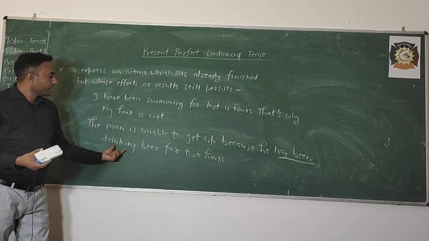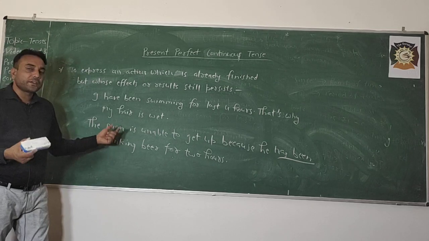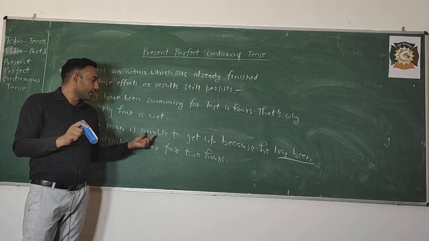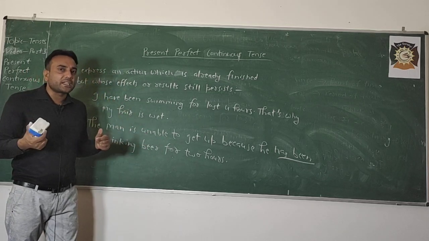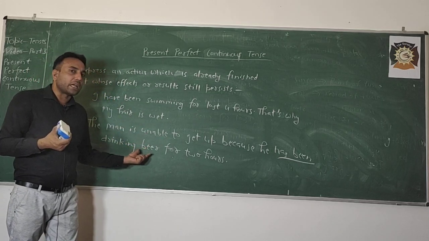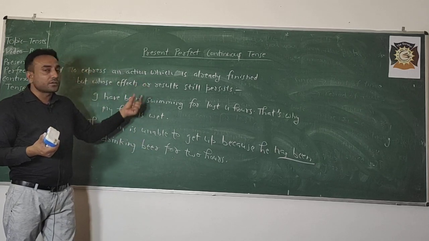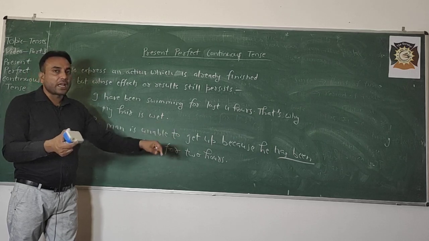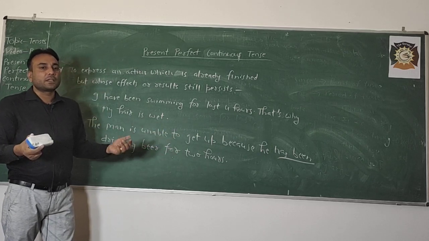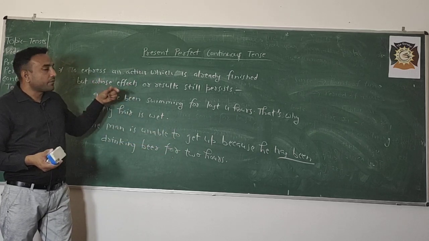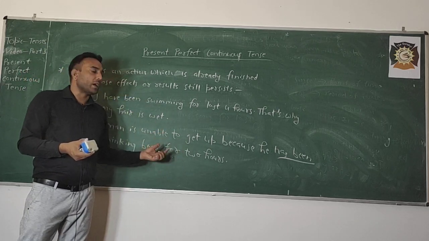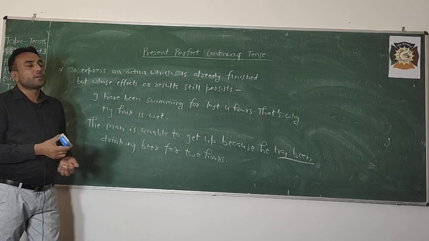So he has been drinking, he has finished his drinking, but now he is lying. He is lying and he is unable to get up. Why is he unable to get up? Because of his habit of drinking. So the action is already finished. He stopped drinking beer, but he is lying. He is unable to get up. So that's why the effect of beer still persists on the body of that person who has drunk beer.